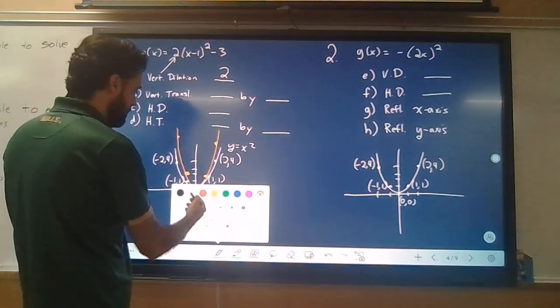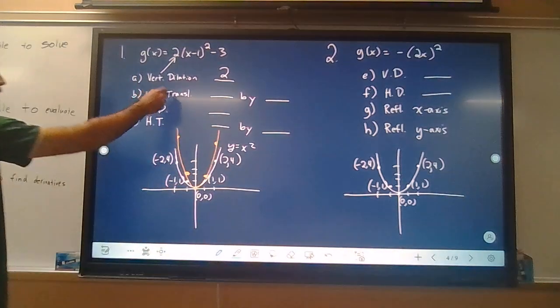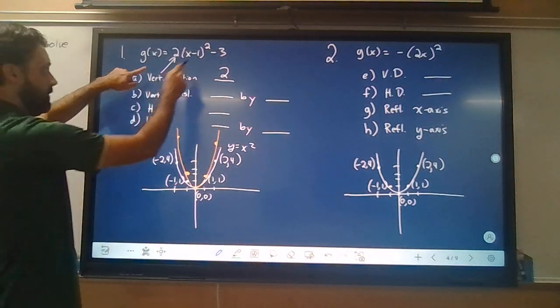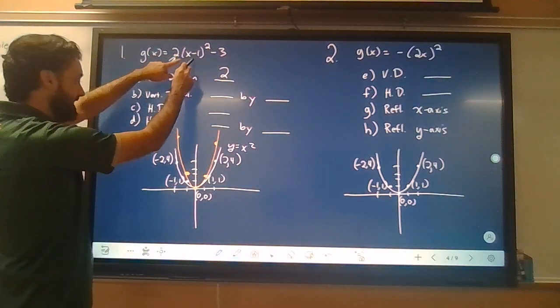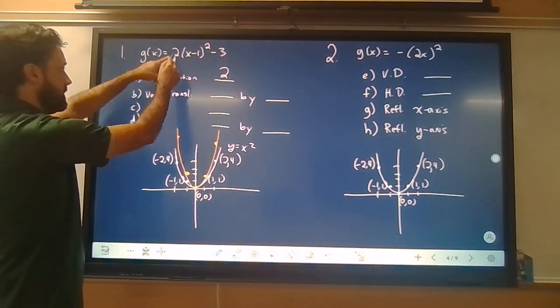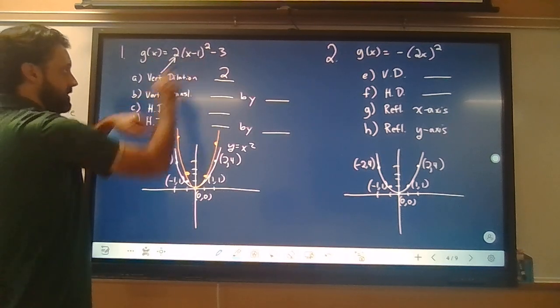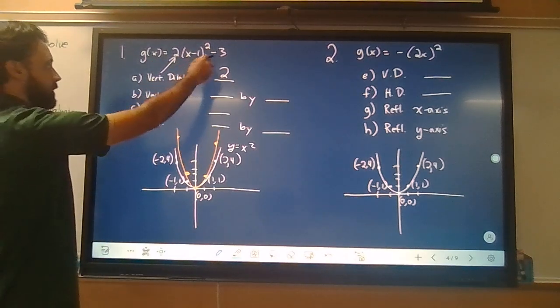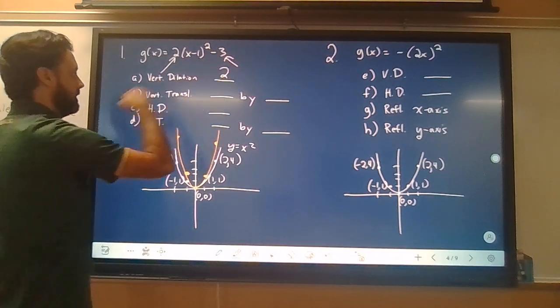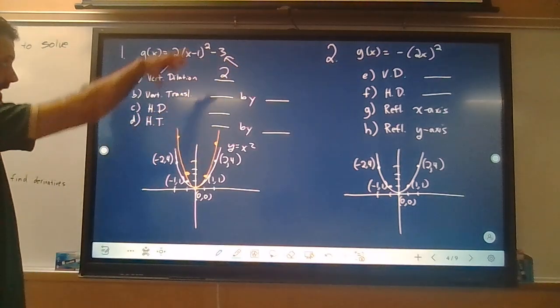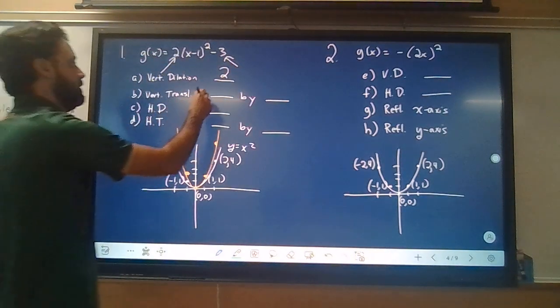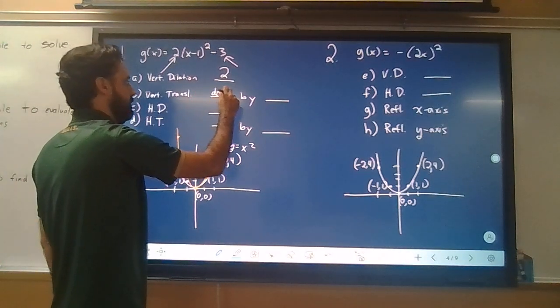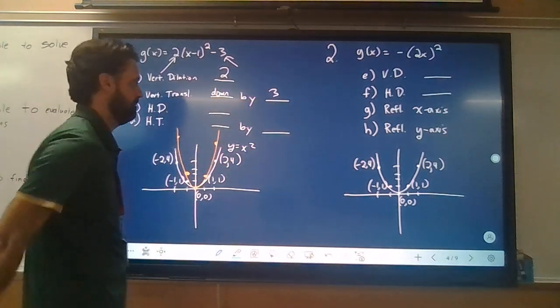Now we're going to look and see, are there any vertical translations? So again, vertical is always outside, horizontal is inside. Dilations multiply, translations add or subtract. And so this is a vertical translation right here. And it's on the outside, so outside moves it up or down. It's going to move our graph down by 3.